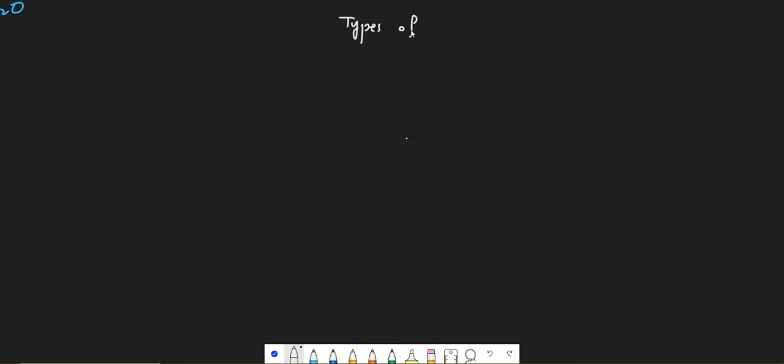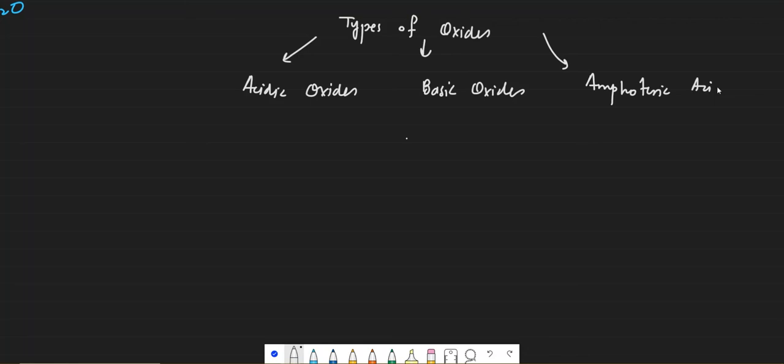So, there are acidic oxides, and there are basic oxides. And then we have something called amphoteric oxides. Non-metal oxides are called acidic oxides. Why? Because when non-metal oxides are dissolved in water, they form acids.